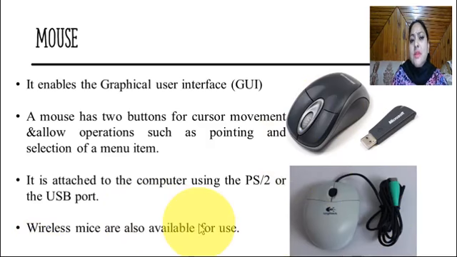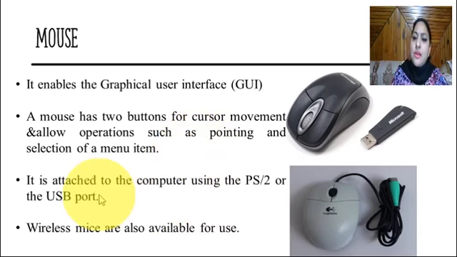The mouse enables graphical user interface. By this we mean that instead of typing commands, we can use the mouse to move the pointer and select and point to the icons on the desktop. Mouse has 2 buttons, left and right, for cursor movement and allow operations such as pointing and selection of a new menu item. By the left click, we can select and open an item on the desktop, and by clicking on the second button, which is the right click, we get a sub menu from which we can again select some operation.